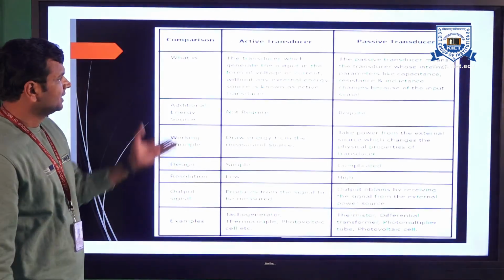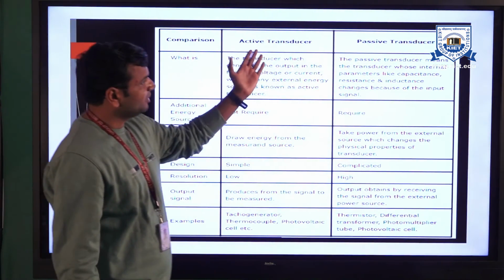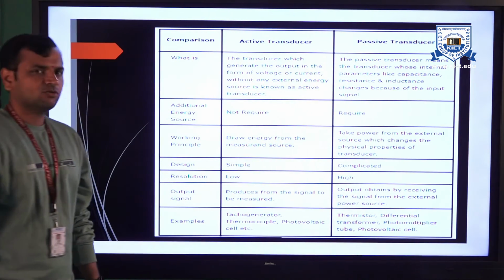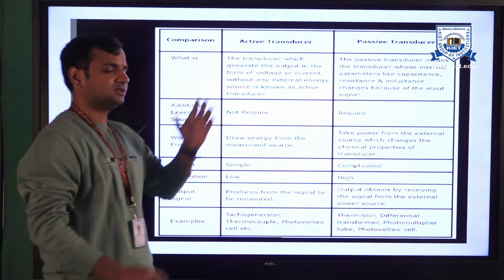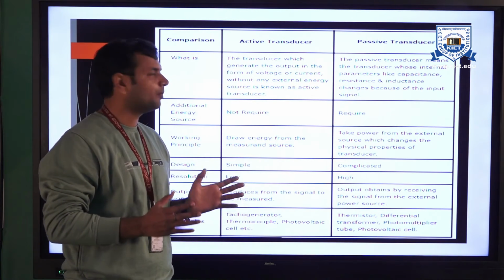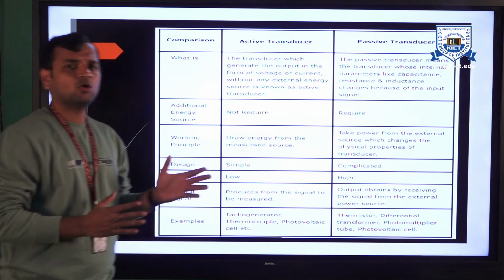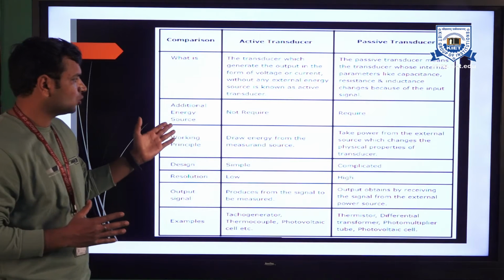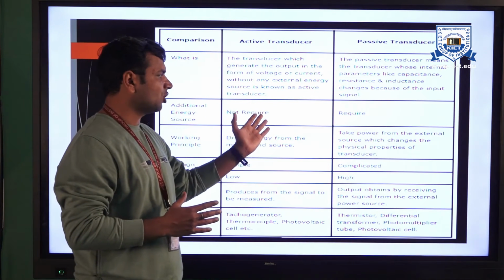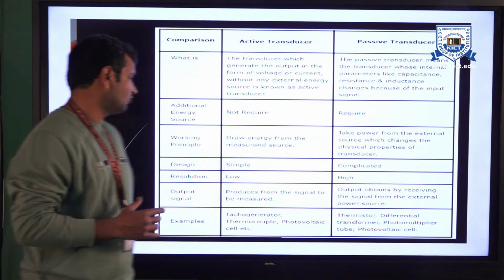Now these are some comparisons given between the active transducer and the passive transducer. So what is an active transducer, which I already told you, is one which doesn't require any external power to operate, and one which requires external power to operate can be called a passive transducer. Now an additional energy source is not required in the active transducer, but it is required in the passive transducer.